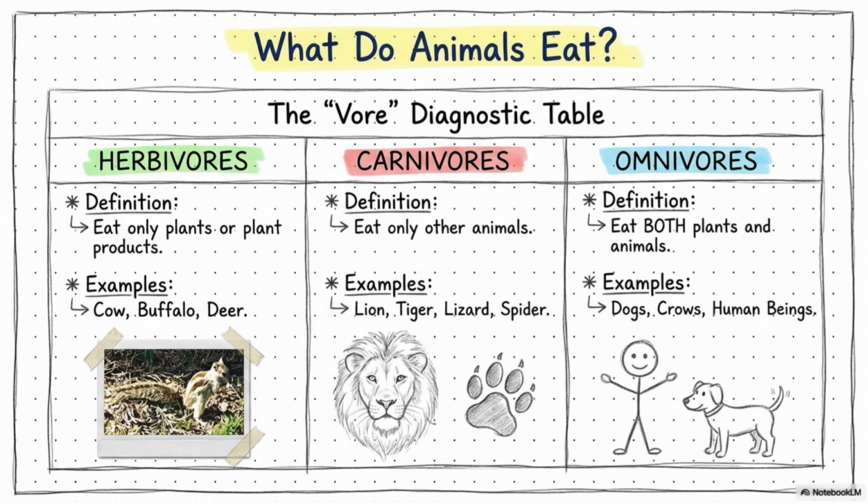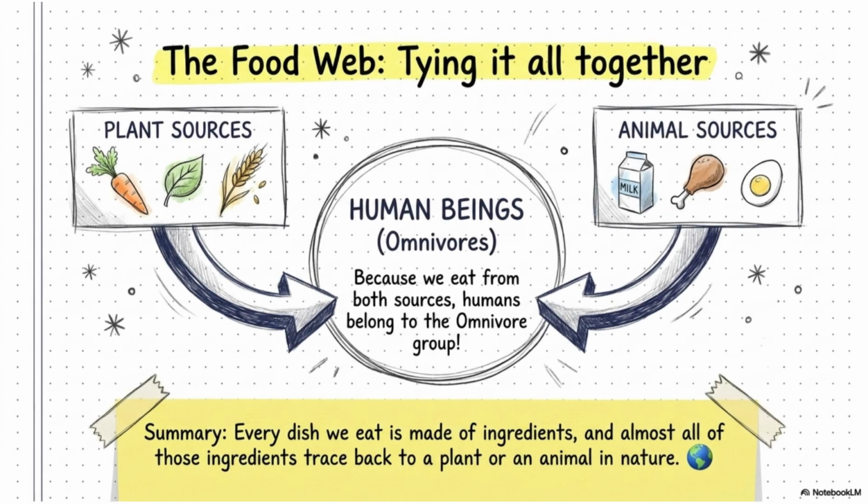Think of gentle grazers like cows, buffaloes, and deer, or a little squirrel eating a nut. Next are the carnivores. These are animals that eat only other animals. Lions, tigers, spiders, and house lizards belong to this fierce group. Finally, we have omnivores. These are animals that enjoy the best of both worlds. They eat both plants and animals. Dogs and crows are great examples of omnivores.